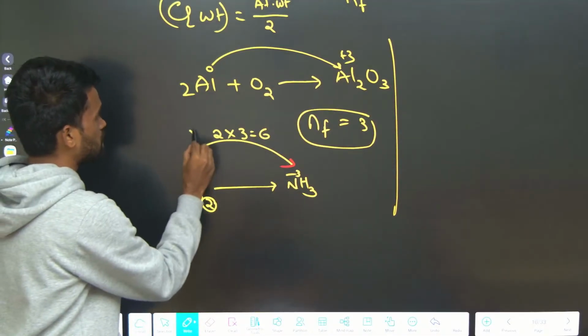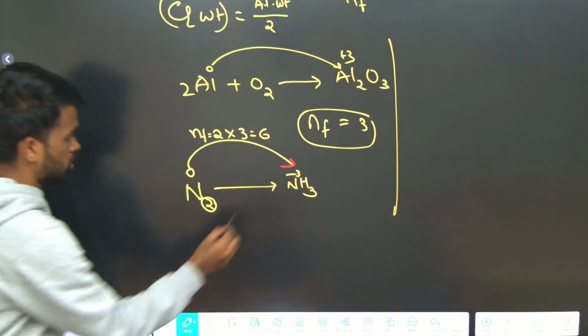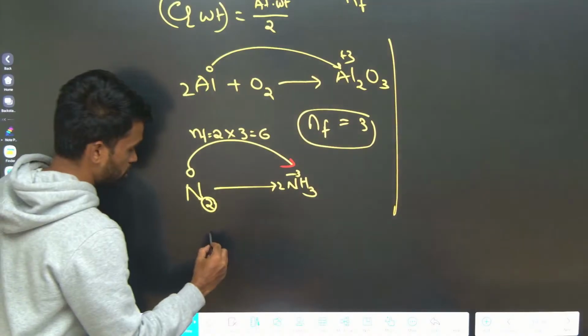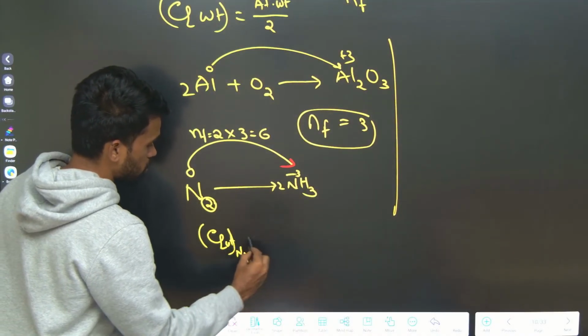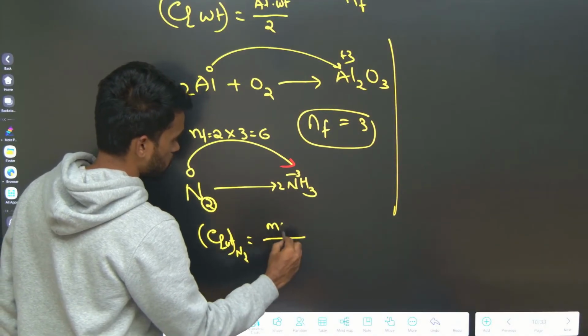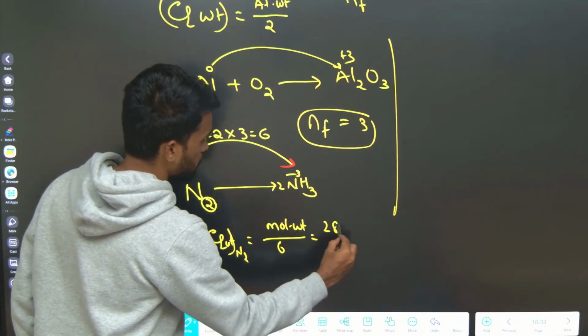So total N factor will be, balance the equation like 2NH3. So total N factor will be how much? 6. So it means the equivalent weight of N2 in this reaction will be how much? Its molecular weight, 28 by 6. It means 28 by 6.